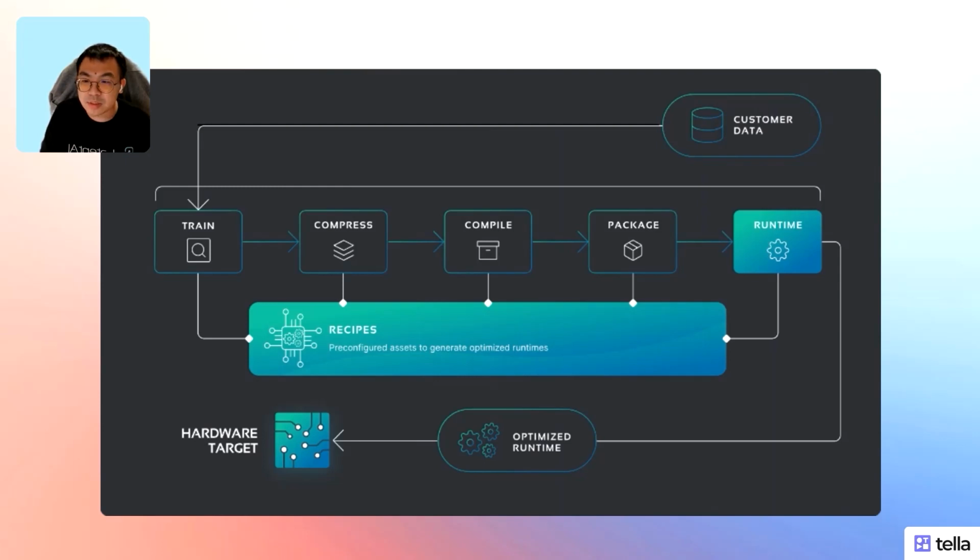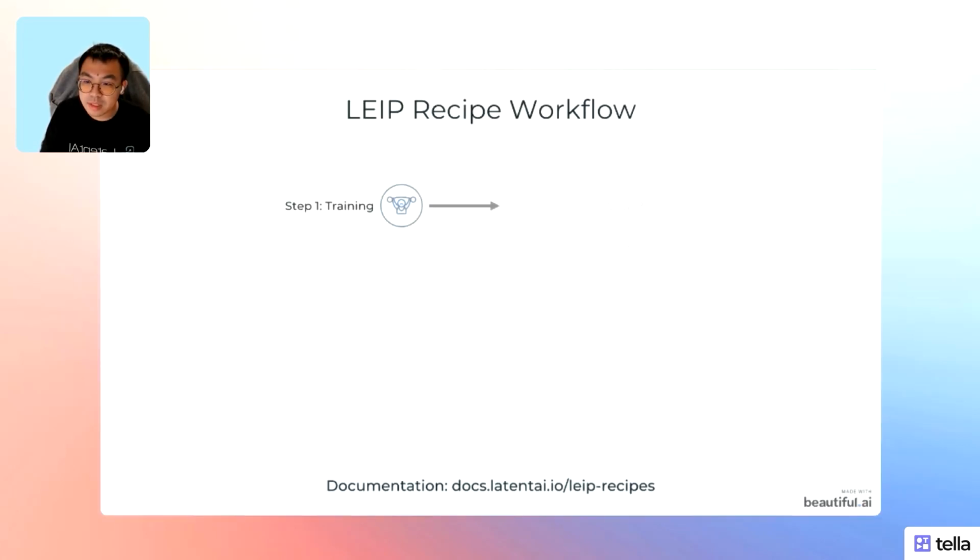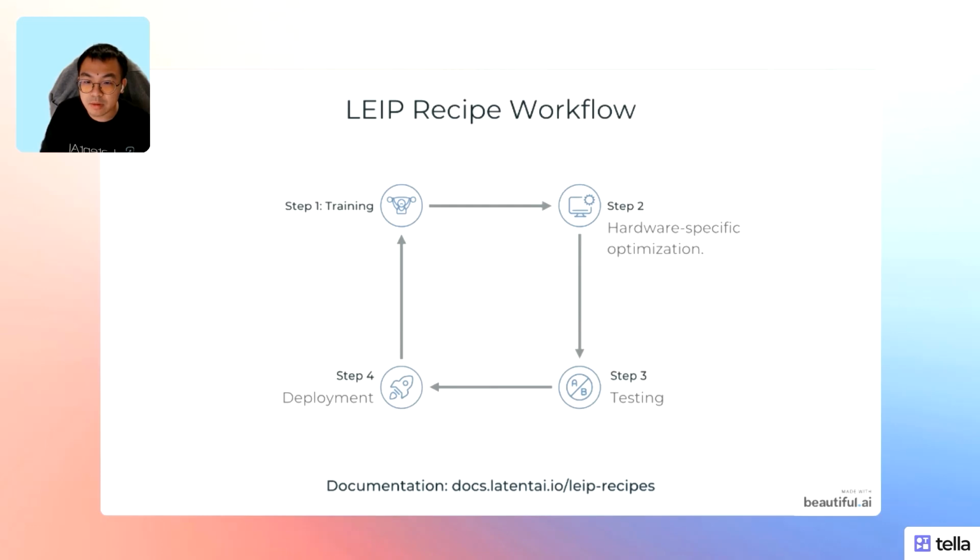LEIP is a machine learning ops SDK that can train, optimize, deploy, and secure neural network runtimes using any model and hardware. It's a unified SDK built specifically for machine learning engineers and software developers. In this video, I'll be walking you through an end-to-end workflow with the LEIP recipe, which includes training, hardware-specific optimization, testing, and deployment. For more detailed tutorials, refer to the LEIP SDK documentation linked below.